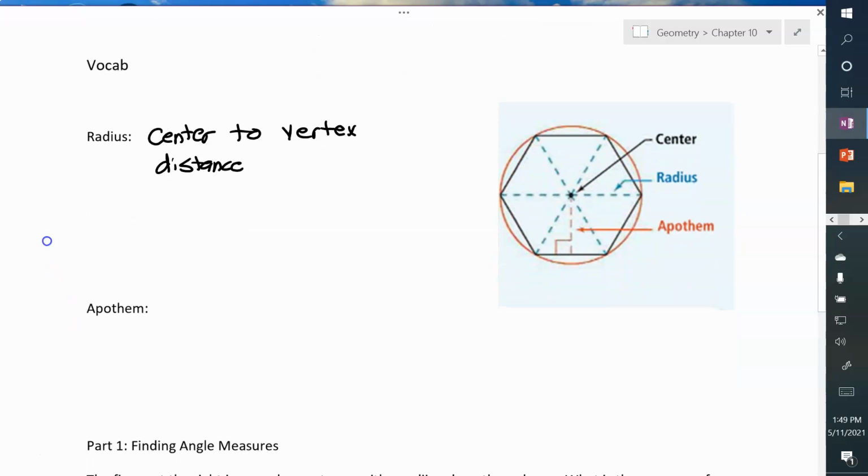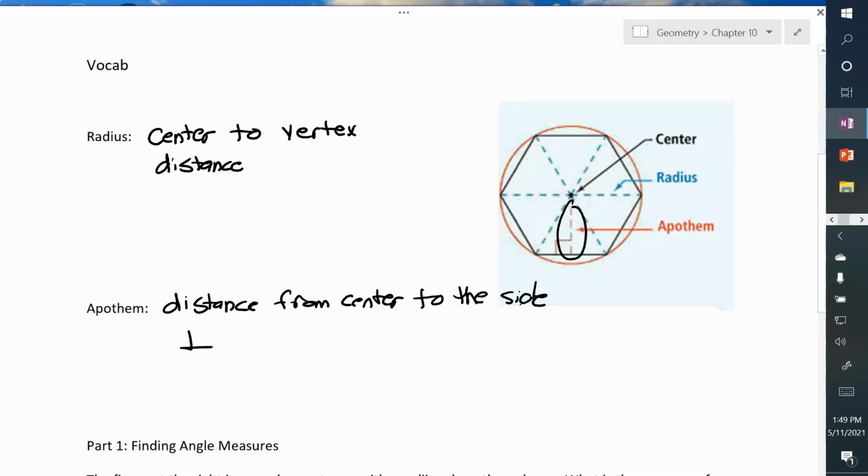And then the other one is called the apothem, and that's right here. That is the distance from the center, but it doesn't go to the vertex, it goes to the side. It is perpendicular to the side, and it also divides the angles in half and the triangle in half. So here, those angles would be congruent and those two lengths would be congruent.